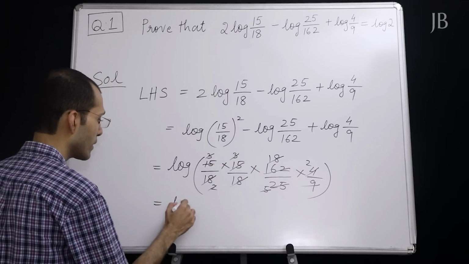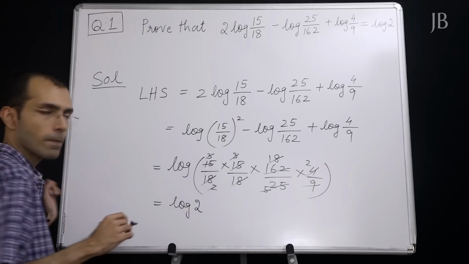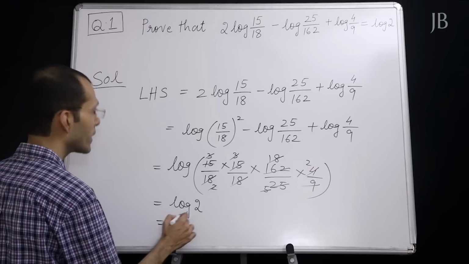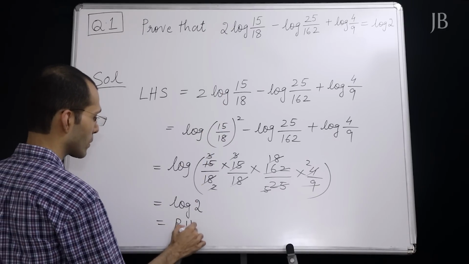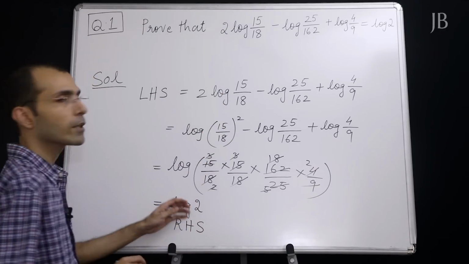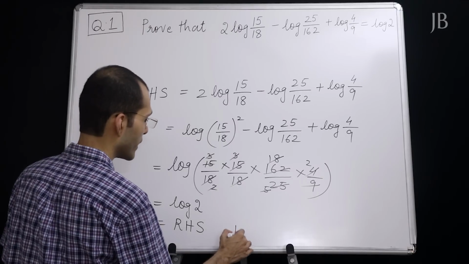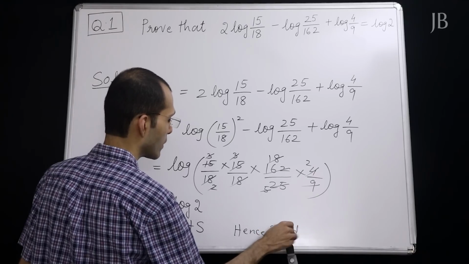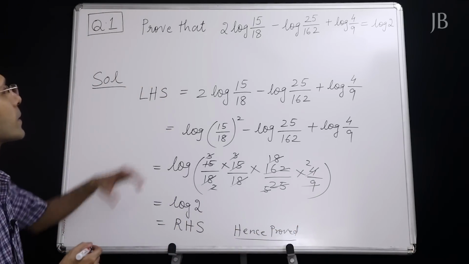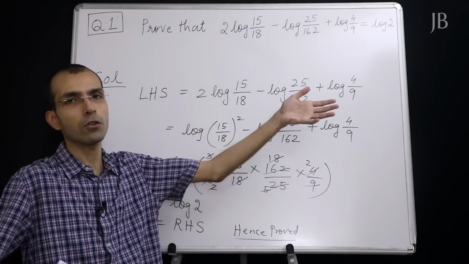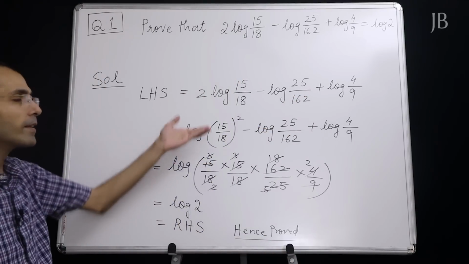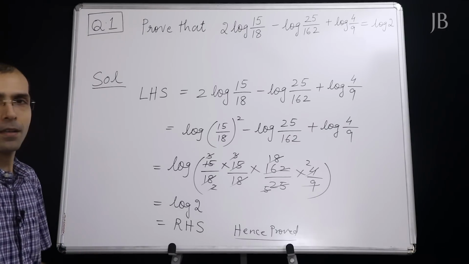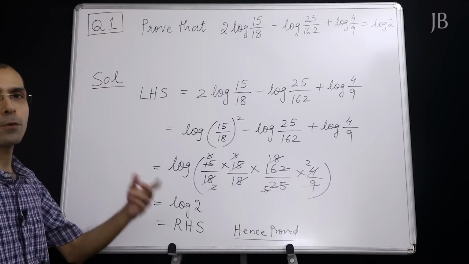So this is equaling log of 2, correct? This is equaling log of 2, equaling RHS. That is what we wanted. Log of 2 equaling RHS. Hence proved. So we have easily proved that the given expression reduces to log 2 after appropriate simplification. This is a very typical and standard sum. This completes your question 1.